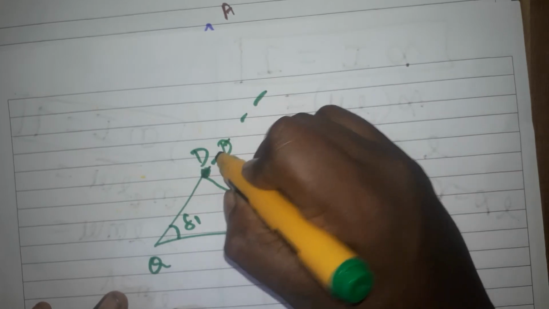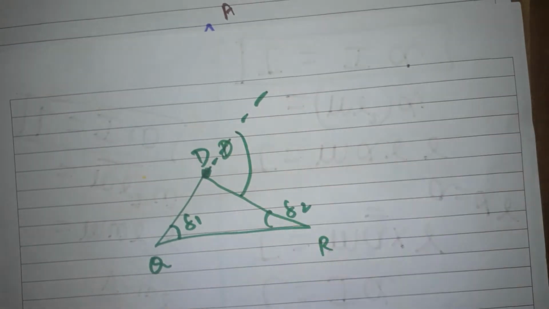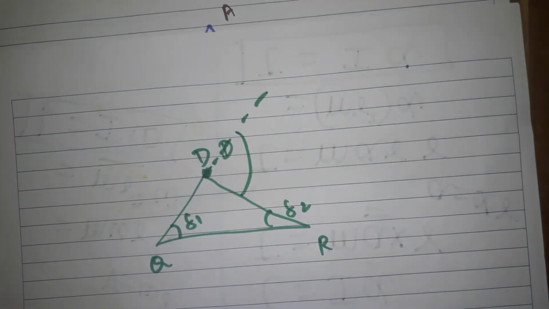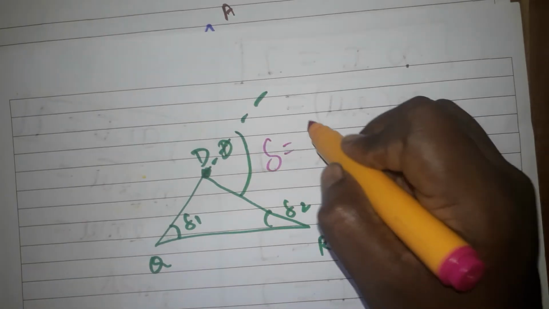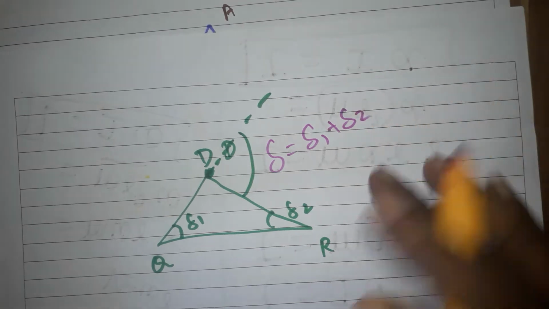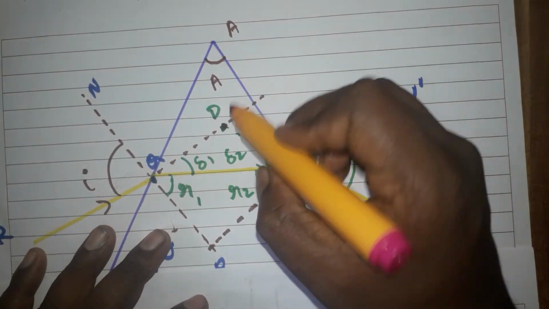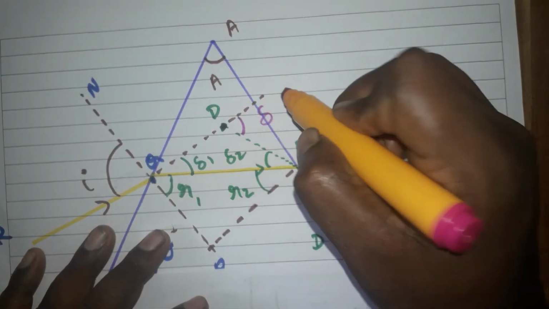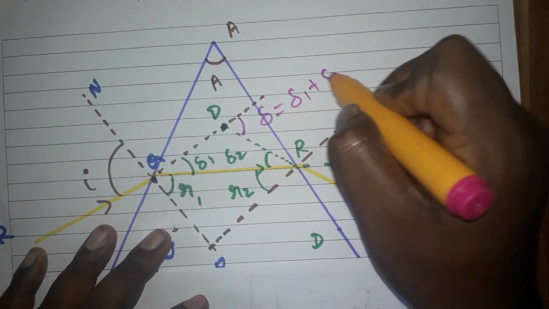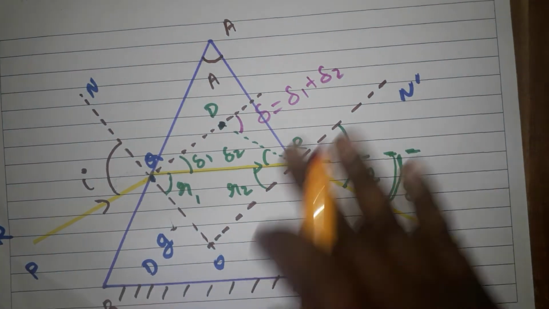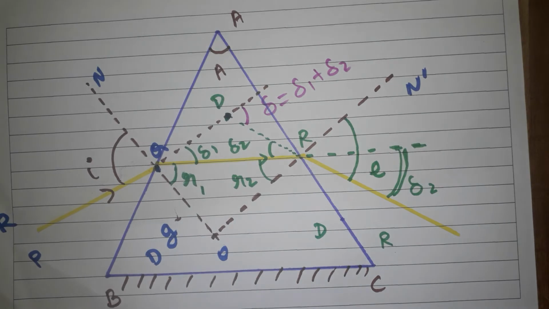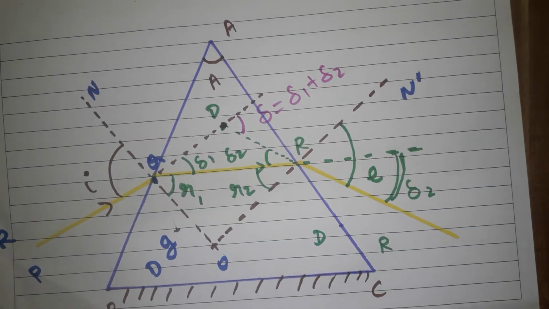Addition of two interior angles will give the exterior angle. Deviation 1 plus deviation 2 is called total deviation. So if you want total deviation, it is deviation 1 plus deviation 2. This spot we can take as the total deviation. Total deviation is how much? Deviation 1 plus deviation 2. This is what you should understand from the diagram. Once you know the diagram, you can go for the solution.